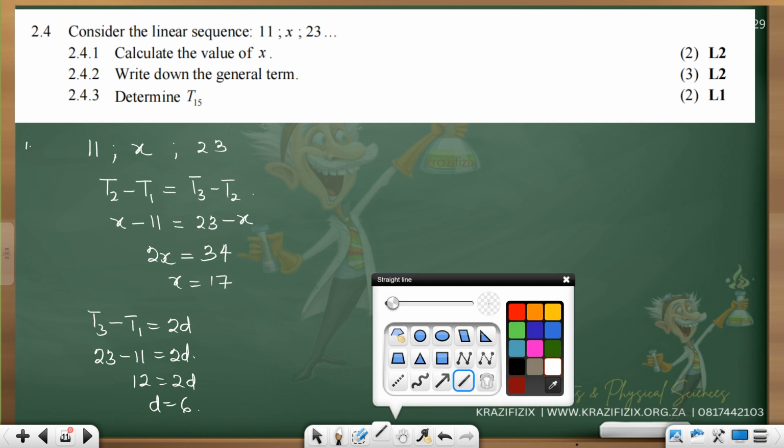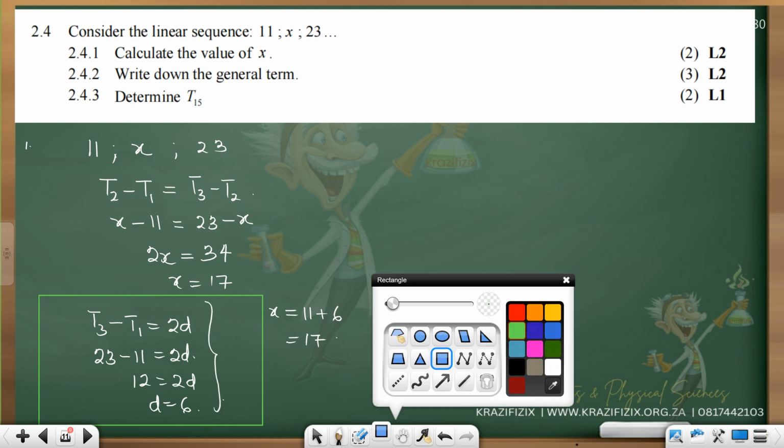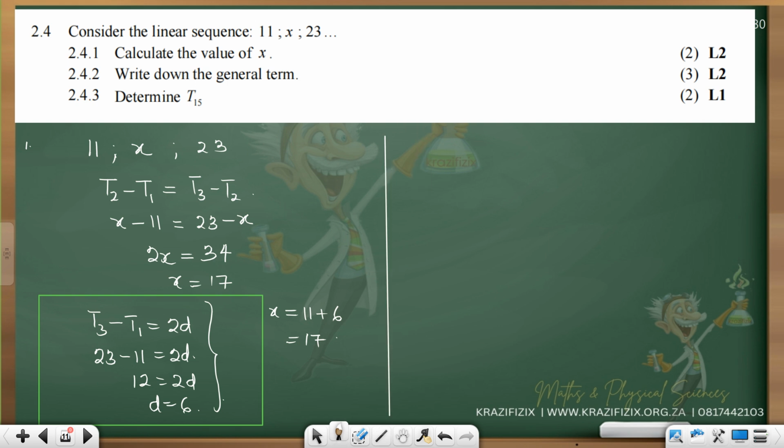Now, this is what I was trying to do in my head, working with the numbers that I have. So I have my difference as 6. If my difference is 6, x will simply be 11 plus 6. I'm just trying to show you how to use your multiple difference there. x is 17. General term, oh, simple. I won't even waste time. I know my difference as 6, and I know my a is 11 minus 6. Is that what you got for your Tn?